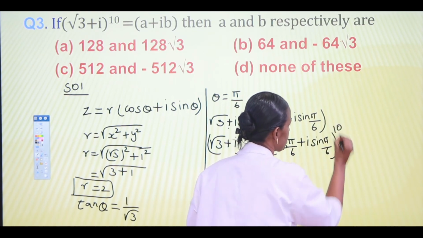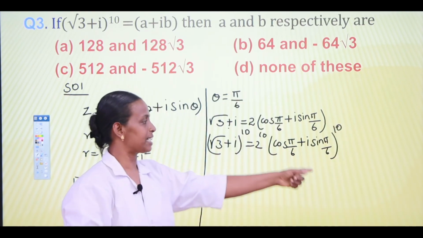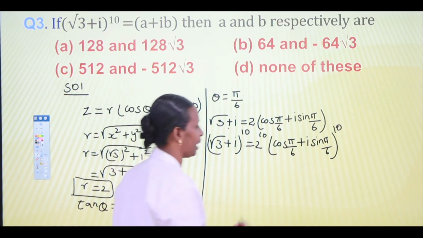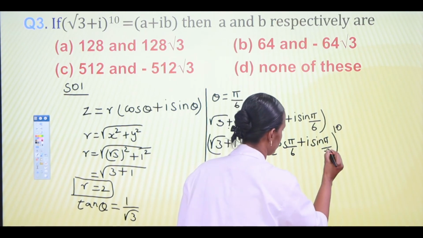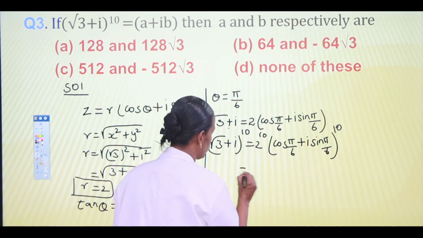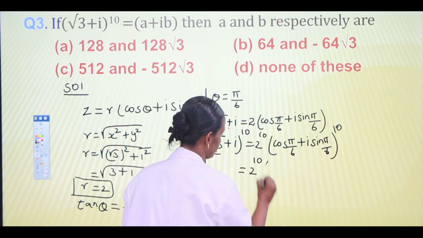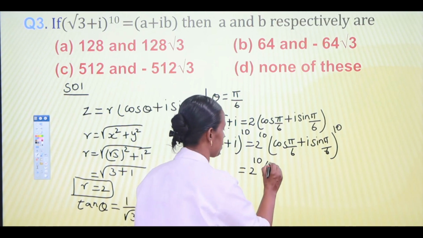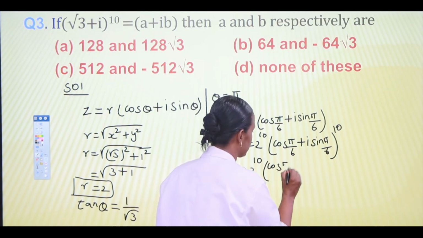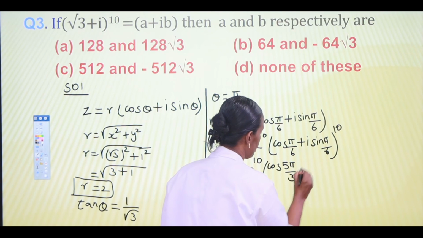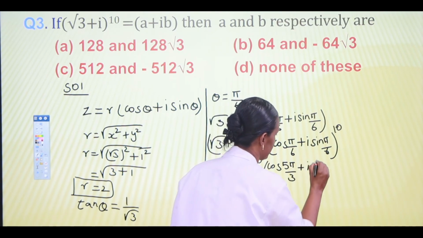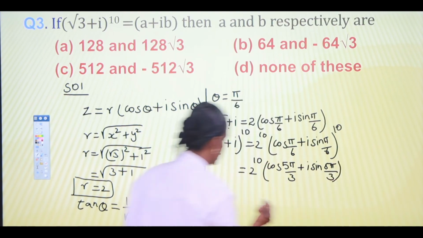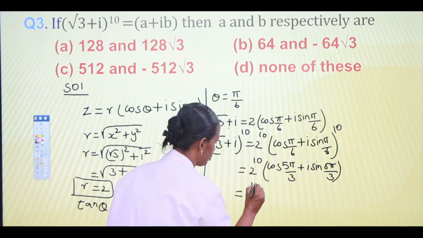Using De Moivre's theorem, cos theta plus i sin theta the whole to the power of n is nothing but cos n theta plus i sin n theta. So this equals 2 power 10. This 10 will come here, so cos 10 pi by 6, that is nothing but cos 5 pi by 3, plus i sin 5 pi by 3.